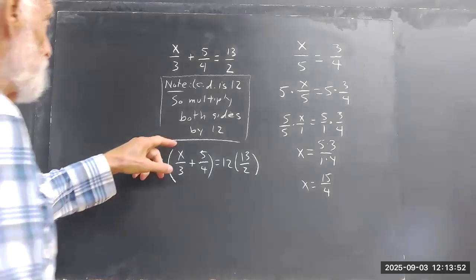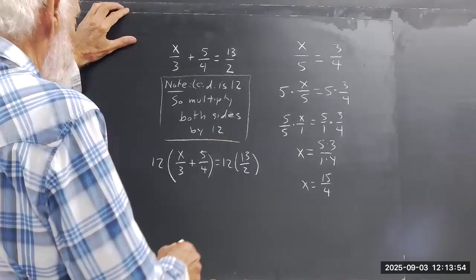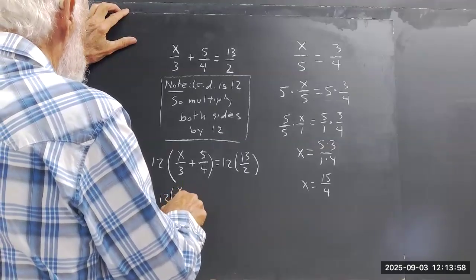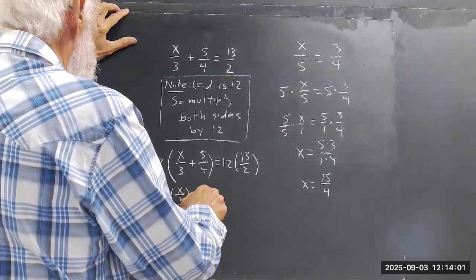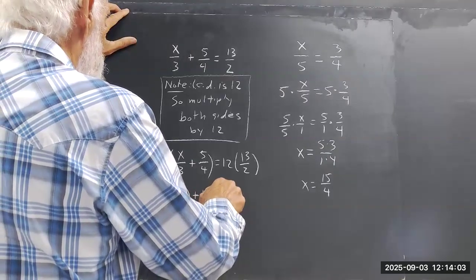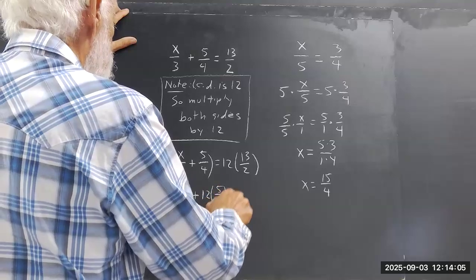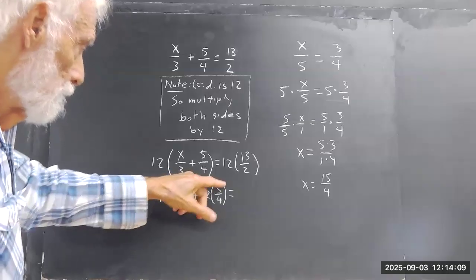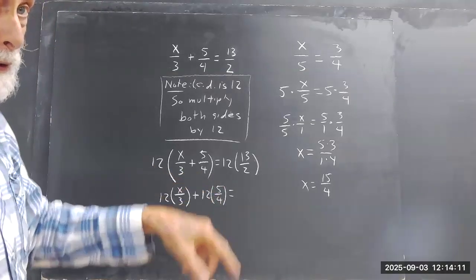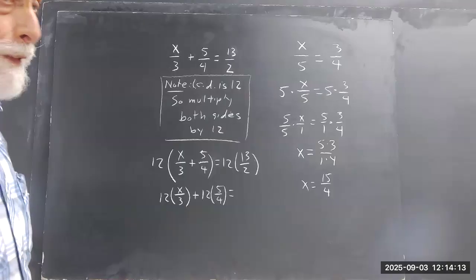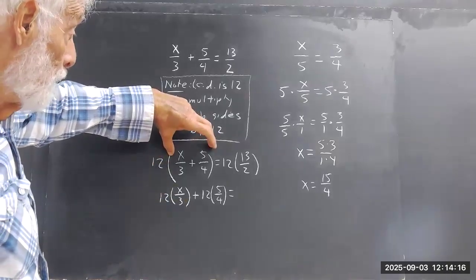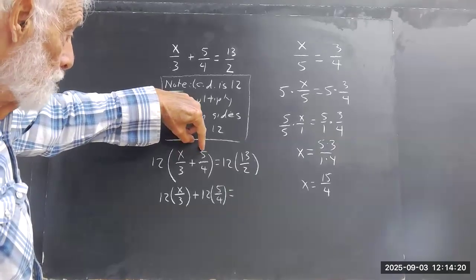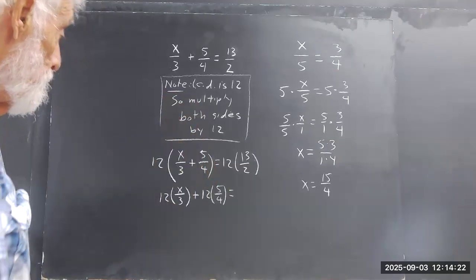Now, what's 12 times x over 3? Well, we don't know, we don't care. We just write mindlessly 12 over x minus 3 plus 12 times 5/4. Applying one rule at a time, which is the distributive law of multiplication over addition. Okay? I multiply 12 by this sum. I've got to multiply 12 by the first term, and I got to multiply 12 by the second term.